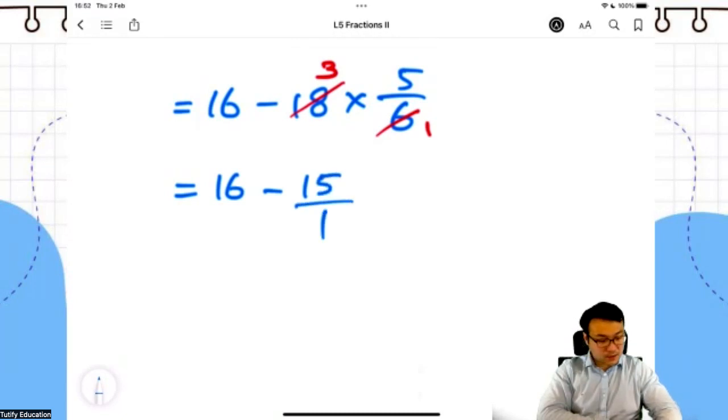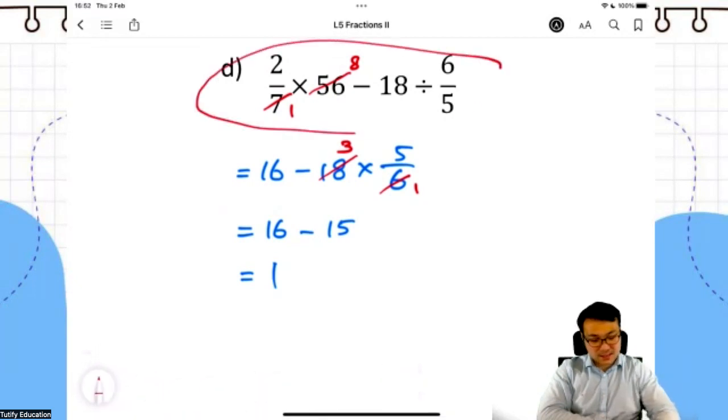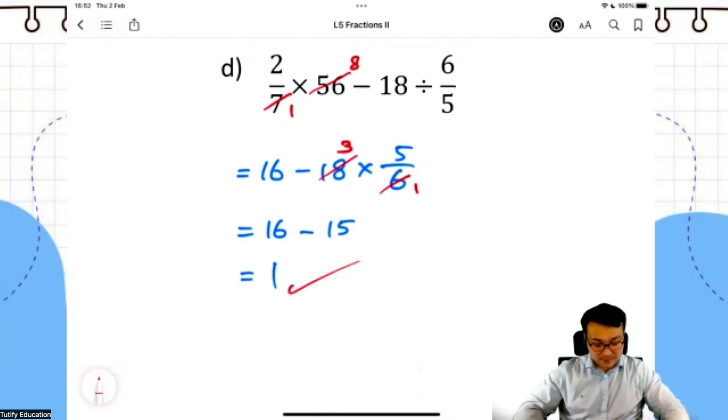Do I need to care about the one? No. So what is my final answer? 1. Yes, can you believe it? Such a complicated sum, and the answer is just 1. Good job, Zachary. Zachary, do you have any questions about this?